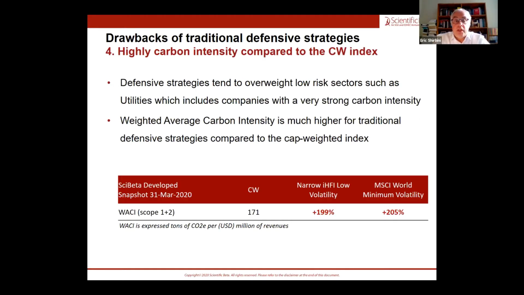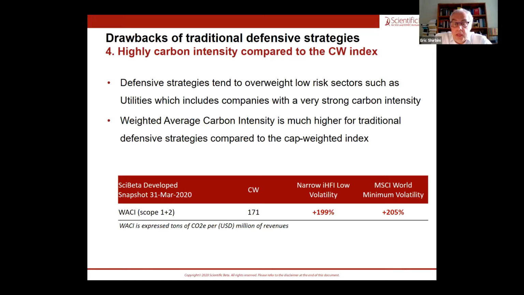But defensive strategies, and this is the 4th drawback, are also exposed to high carbon risk. Defensive strategies tend to overweight stocks in the utility sector, and we know that utility stocks tend to have a very high carbon intensity, a very high carbon footprint. So in this table here, what we show is the weighted average carbon intensity, which is simply expressed as millions of tons of carbon divided by revenue.